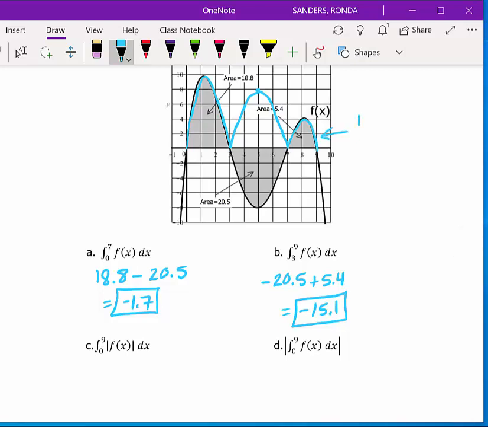So this graph represents the absolute value of f of x. And now we would be considering this area, and this area. But notice on the graph of the absolute value of f of x, all of these areas are above the x-axis. So when we add them up, we would have 18.8 plus the 20.5 plus the 5.4. And we would get 44.7.